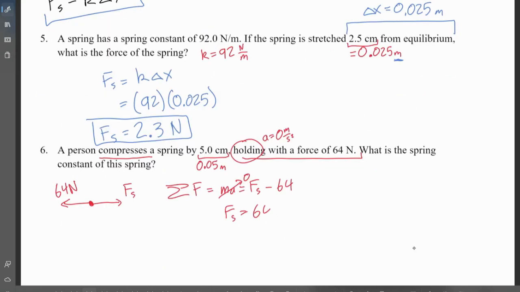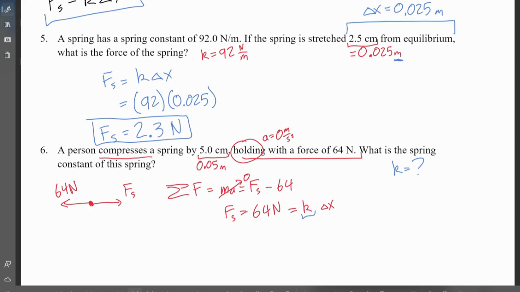Jumped back a couple pages on me. 64 newtons. Force of the spring is 64 newtons. Okay, but what is force of the spring also equal to? K delta x. We are looking for what is the spring constant of the spring. So K equals question mark.